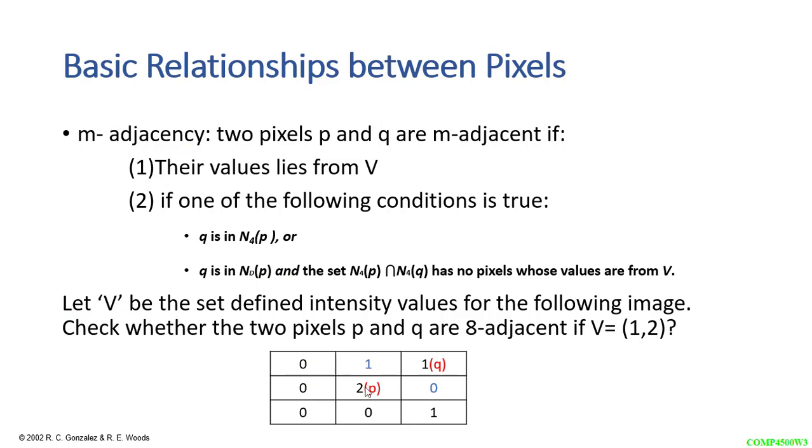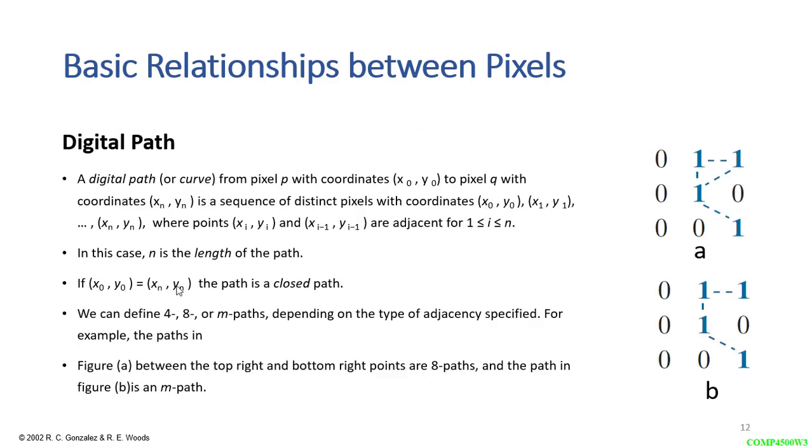In this example, these two pixels are not M adjacent. Okay, so in M adjacency, we have to follow these rules. Next up is the digital path.